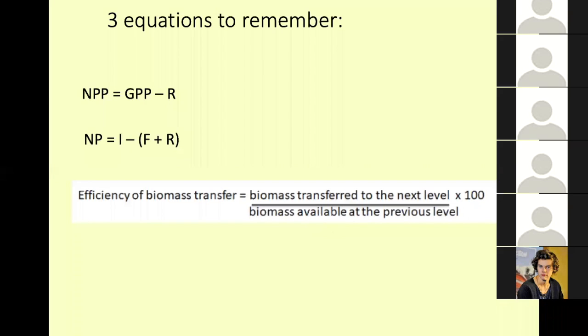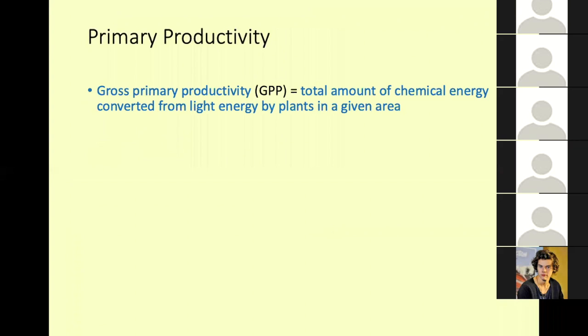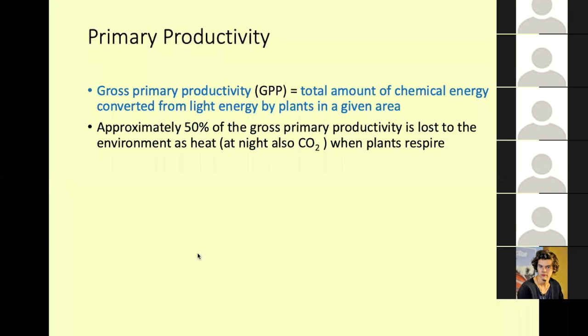Okay, so let's crack on with the first one then. So there's something called primary productivity, and the clue's in the name of it about primary. Well, actually, no, that could be confused with primary consumer, isn't it? So we better be clear about this. So there's something called the gross primary productivity, which is the total amount of chemical energy converted from light energy by plants in a given area. And so you probably need to screenshot this or something, okay?